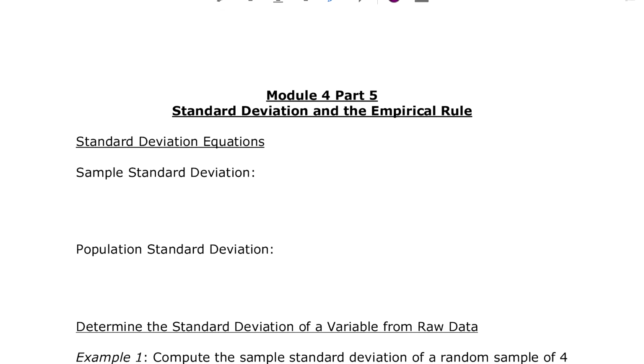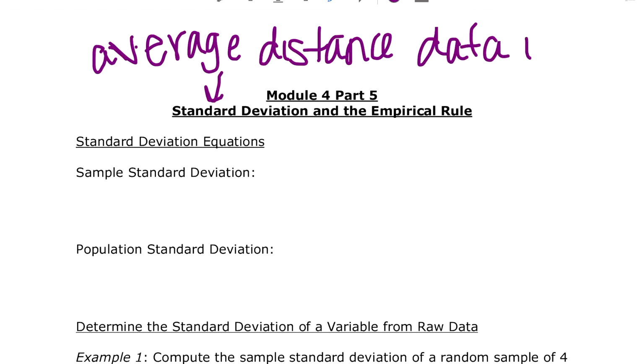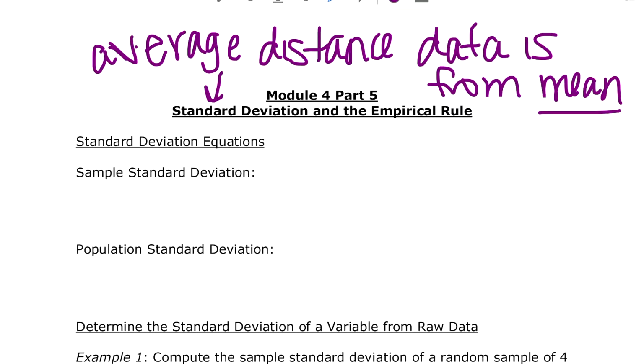Standard deviation, let's give you guys a bit of a definition real quick. Standard deviation measures the average distance that the data is from the mean. So it's an average, but it's also a measure of spread. It's going to tell us how spread out our data is in relation to the mean.